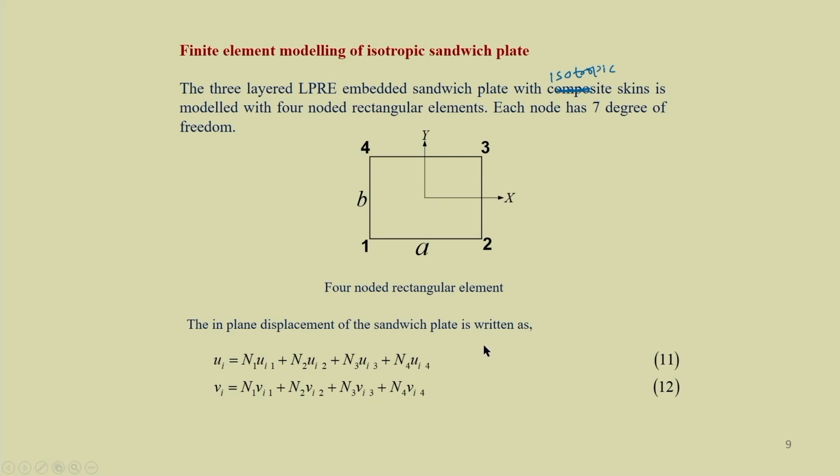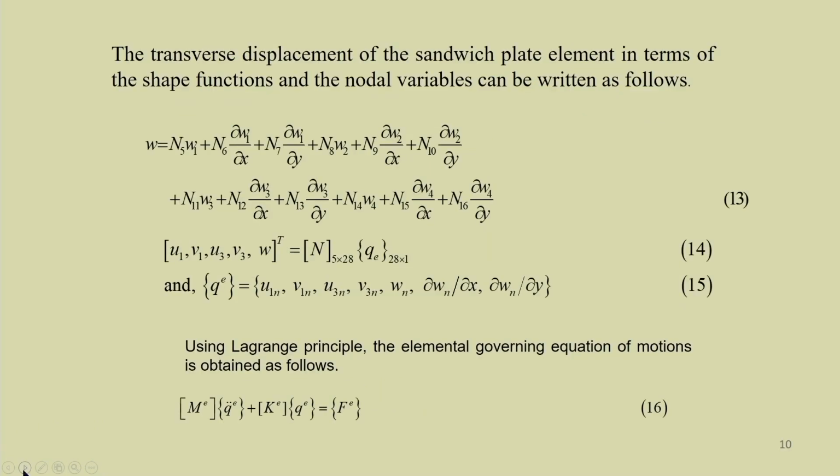Here the in-plane displacement of the sandwich plate is given by: ui we can write as N1 u1i plus N2 u2i plus N3 u3i plus N4 u4i. Similarly, v can be written. U is in the axial x direction, v is in the y direction and w will be in the z direction. In the v direction also we have N1 v1i, similarly N2 v2i, N3 v3i and N4 v4i. This way it can be written.